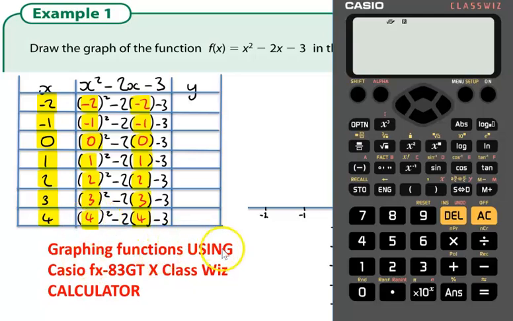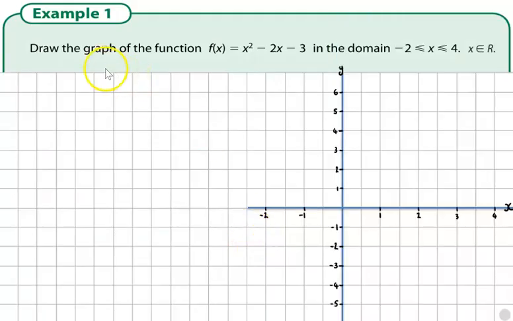Graphing functions using Casio fx-83GTX ClassWiz calculator. Example 1. Draw the graph of the function f of x equals x squared minus 2x minus 3 in the domain x is greater than or equal to minus 2 but less than or equal to 4, where x is an element of the real number set.